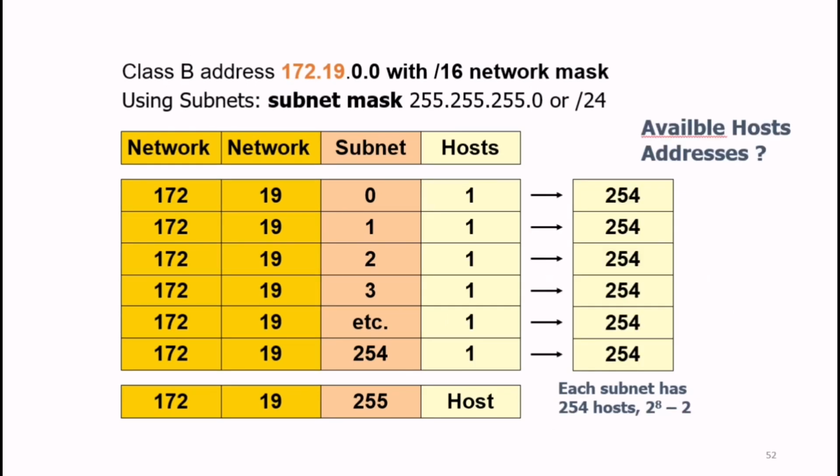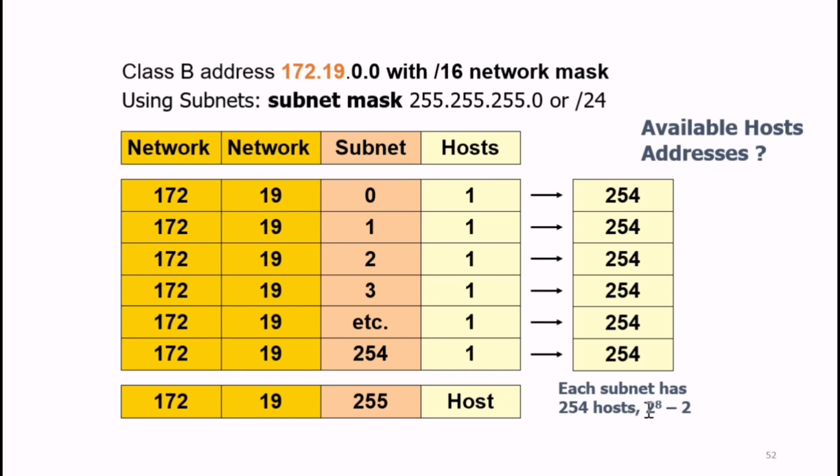Then you need to know the available host addresses. For each subnet here, we can provide up to 254 hosts. So if we have 255 subnets for this IP address, it means that for each subnet we can assign up to 254 hosts.